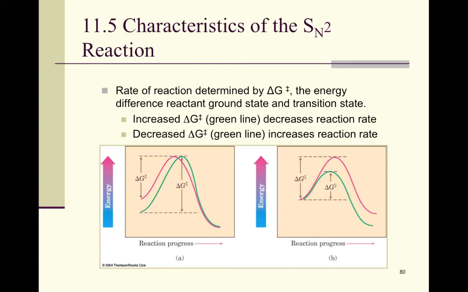Characteristics of the SN2 reaction. The rate of reaction is determined by delta G, the energy difference between the reactant ground state and the transition state. In this first example, following the delta G, we have a decrease in the reaction rate because we have such a big difference here between the ground state and the transition state. In the second example, we have a decreased delta G, which increases the reaction rate because it has a lower energy barrier it has to overcome.